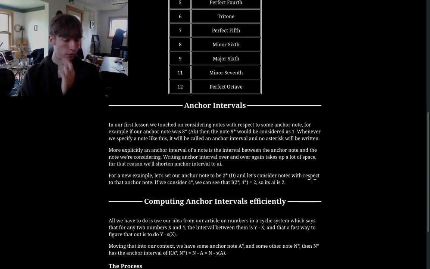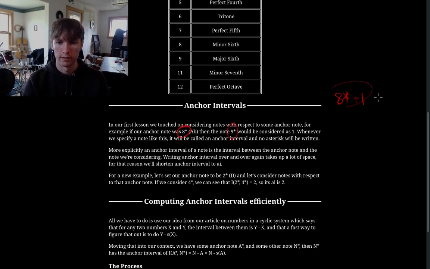Now, what are anchor intervals? Well, we've already talked about these in our first lesson, but we didn't really call them anchor intervals. We just said, let's consider a note as an anchor point. So, for example, if we have 8 star, and then the note 9 star, it's considered as 1, because we have to add 1 to 8 to get to 9. So it's how far you need to go from one to the other. And when we specify a note via its anchor interval, we don't write an asterisk on it. Just to be explicit, an anchor interval of a note is the interval between the anchor note and the note that we're considering. Writing the words anchor interval over and over would take up a lot of space, so whenever you see the two letters AI, that's referencing an anchor interval.